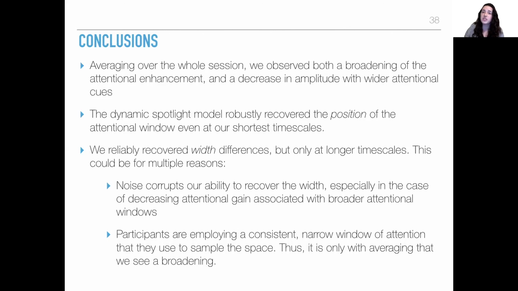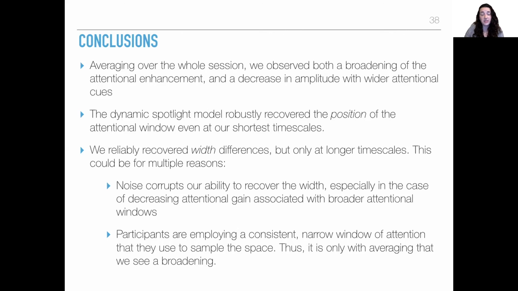There are a couple of reasons why this could be true. First, noise could be corrupting our ability to recover the width. Based on simulations we performed, if attentional gain decreases with broader attentional windows, noise would be especially problematic in recovering accurate width estimates. It would therefore make sense that our model performance improves with averaging, as this decreases the influence of noise. Alternatively, participants could instead employ a consistent narrow window of attention that they use to sample the space.